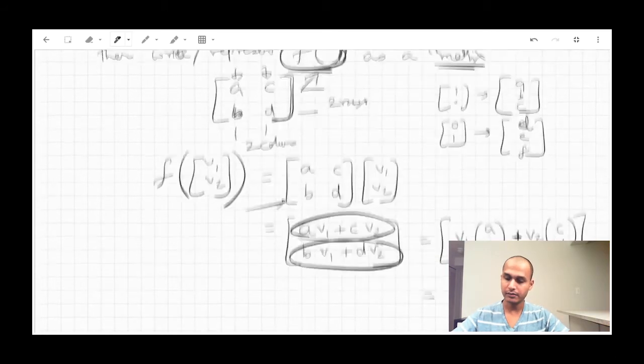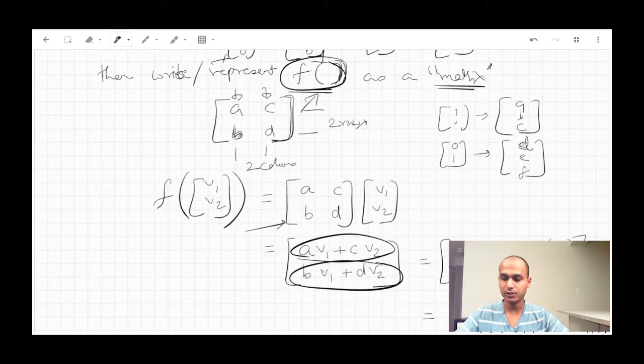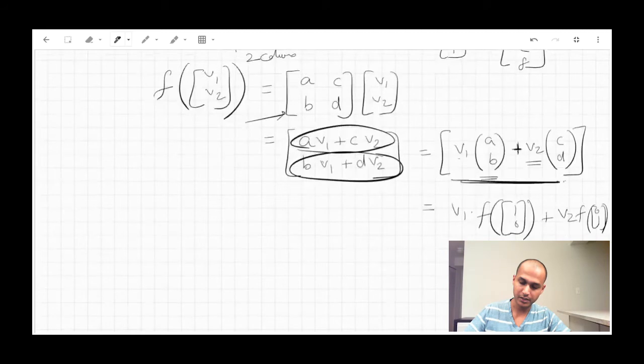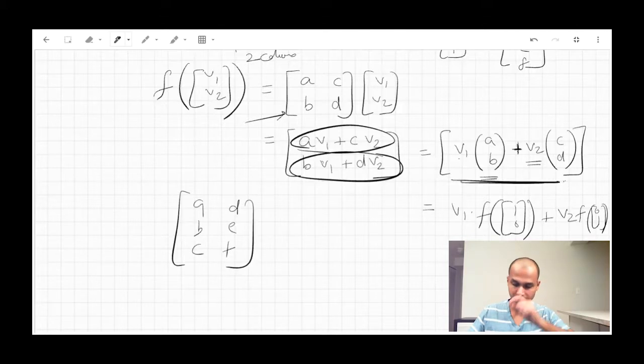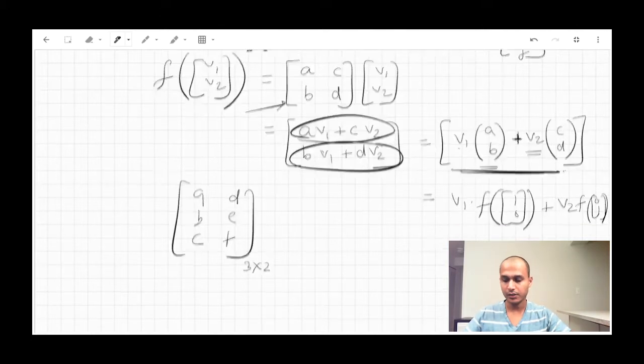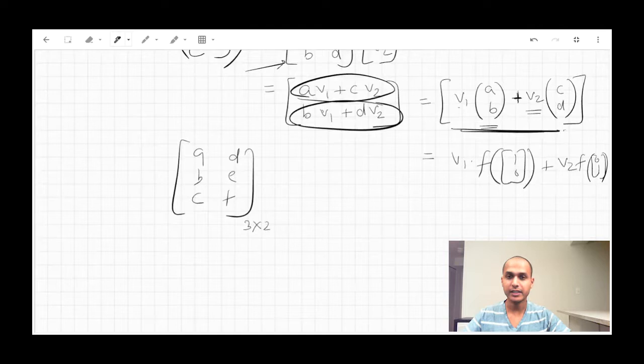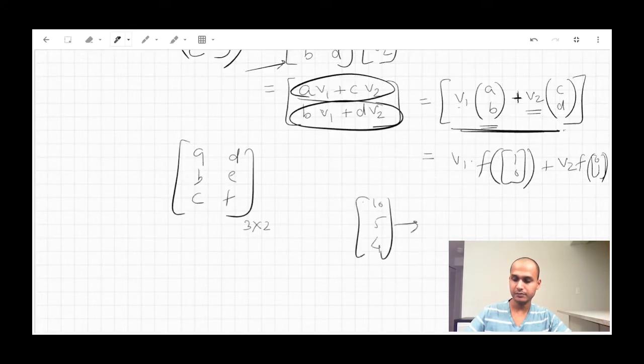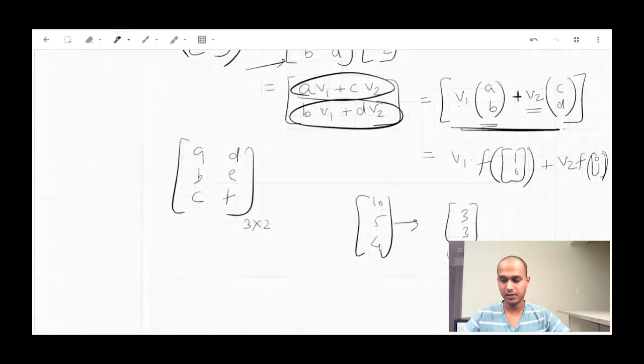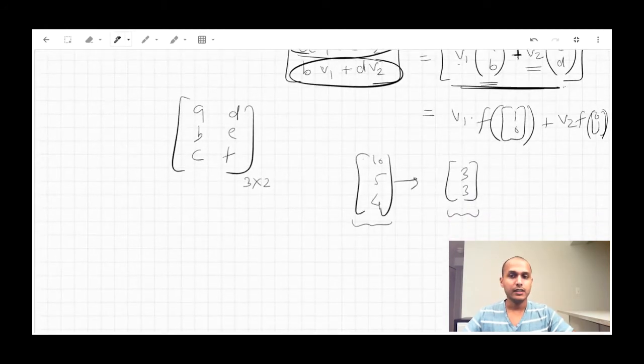So as I just mentioned here, if the basis vectors (1, 0) and (0, 1) were mapped to 3-dimensional vectors, then the corresponding linear transformation would be A, B, C, D, E, F, right? Stacked next to each other. This has 3 rows and 2 columns. So you can imagine a similar thing happening where you can have 3-dimensional inputs, for example, (10, 5, 4), getting mapped to (3, 3), for example, right? So you can also have output vectors which are smaller in dimension than the input vectors, right?